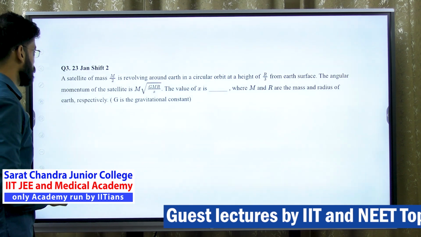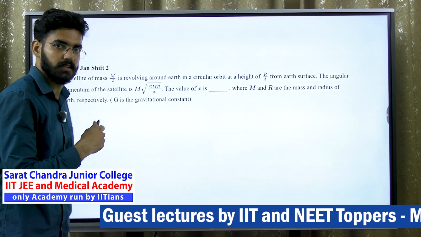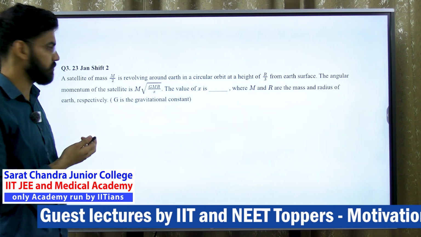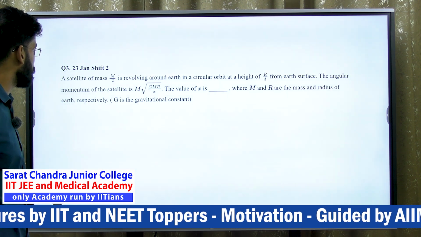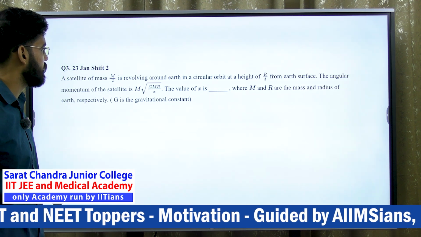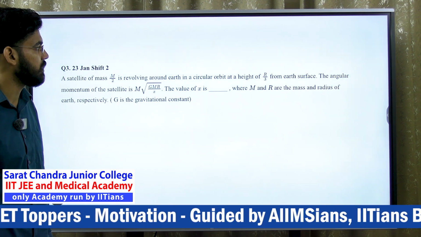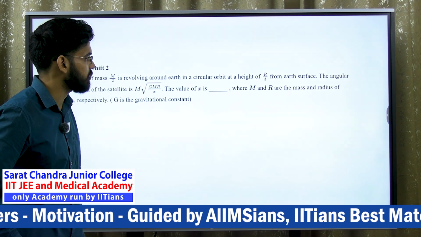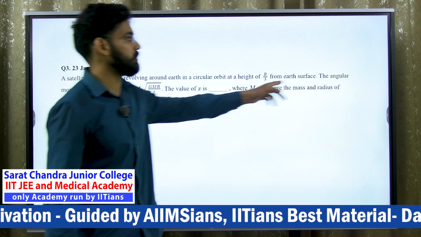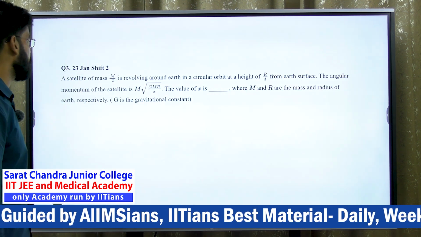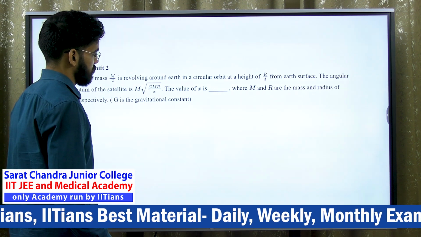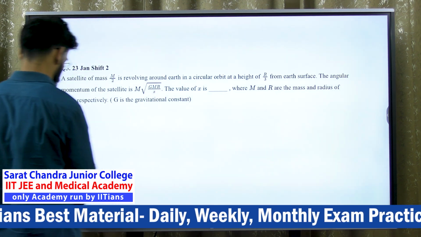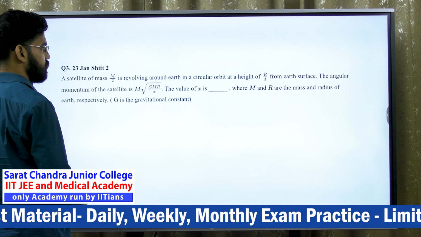See next. He is saying about satellite only, gravitation force only, he did everything, and one I think escape velocity also he asked in one question. See now. A satellite of mass m by 2 is revolving around Earth in a circular orbit at a height R by 3 from the surface of Earth. See here, R by 3 is from the surface of Earth. The angular momentum of the satellite is m under root GMR by x. So you have to answer the x. Fine. m by 2 mass.